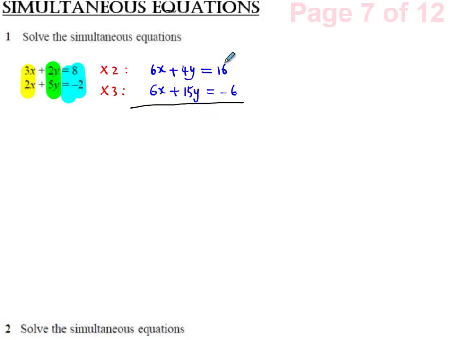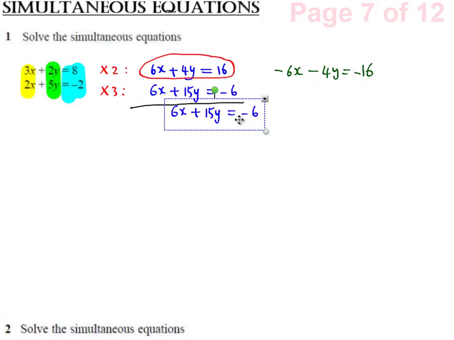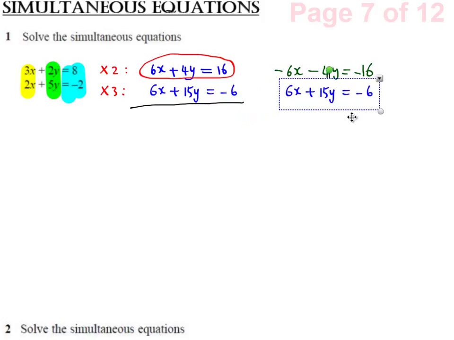So what if we change the equation at the top there? We change all of that. We change the sign. The positive becomes negative. The negatives, if any, become positive. What do I get from that? So that becomes negative 6x, negative 4y, and equals negative 16. And that's what we get. And the equation at the bottom, there's no change. So we're just going to clone that and put it here.